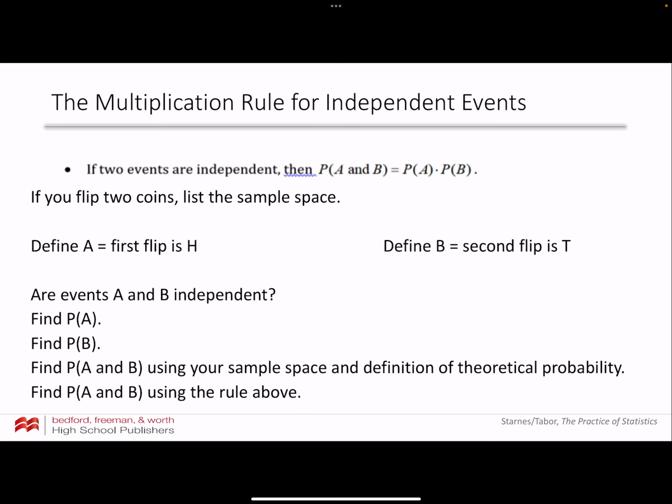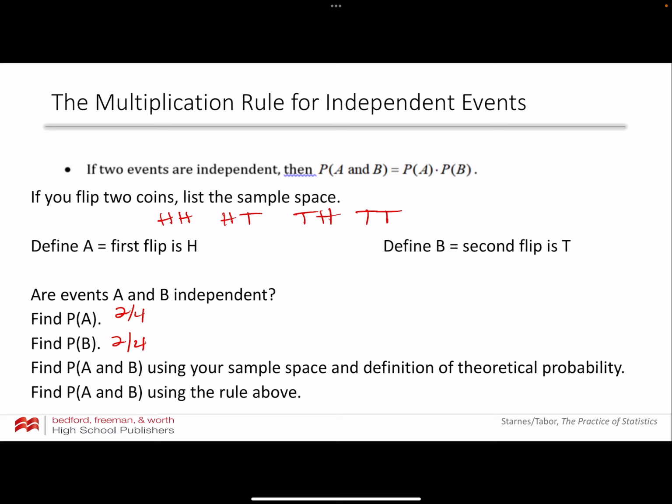Okay, so same kind of problem that we did before. Heads, heads, heads, tails, tails, heads, tails, tails. That's your sample space, right? We're doing the same thing as before, defining A to be the first flip is heads, B the second flip is tails. So the probability of A, the first flip being heads, is 2 out of 4. The probability of B, the second flip being tails, is again 2 out of 4, right?